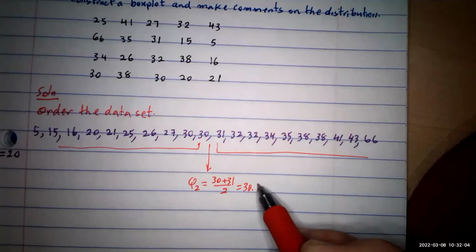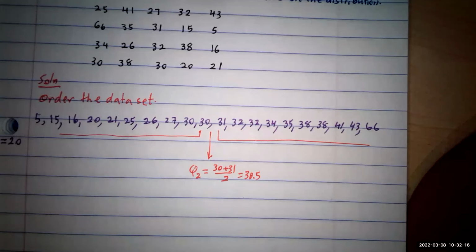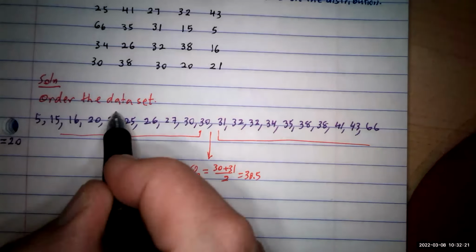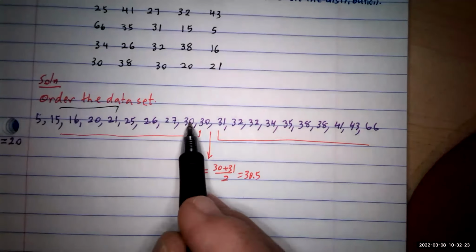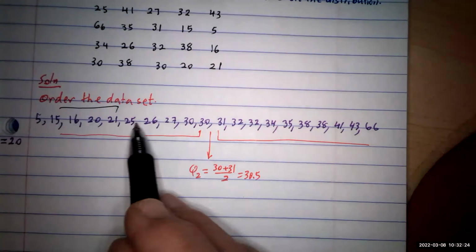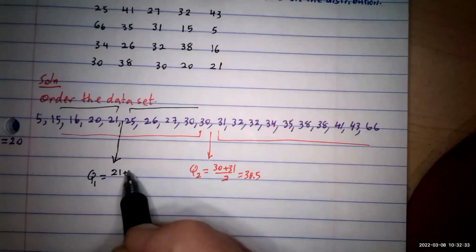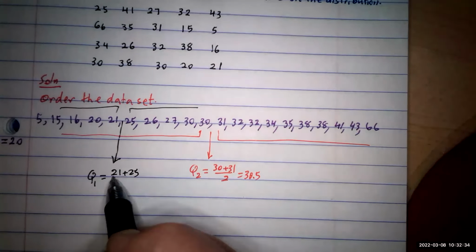Then you go to the left and the right, you have 10 members again, 5 to the right, 5 to the left, to get the Q1: 1, 2, 3, 4, 5, and 1, 2, 3, 4, 5. Since it's an even number, there's nothing in the middle, so you find the average. So the Q1 is 21 plus 25 divided by 2, that gives you 46 divided by 2, which is 23.